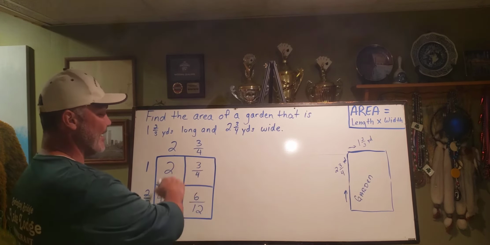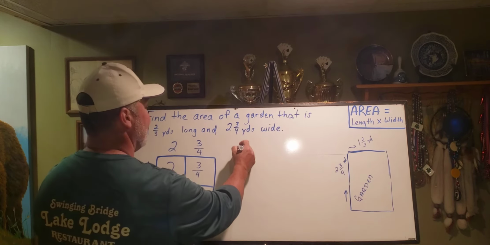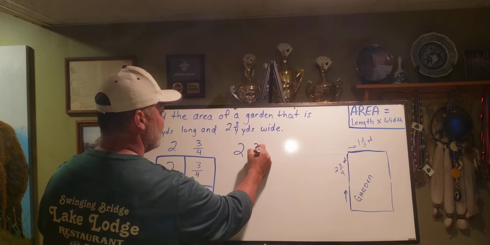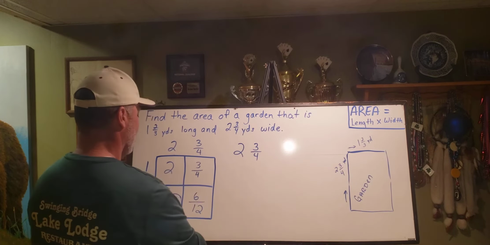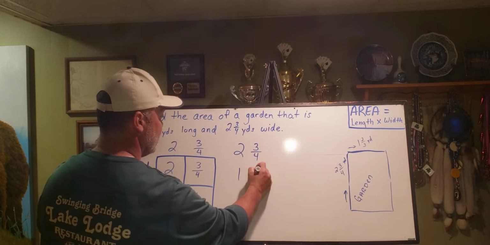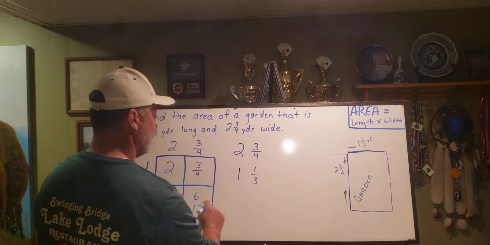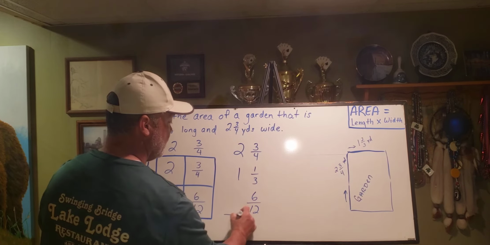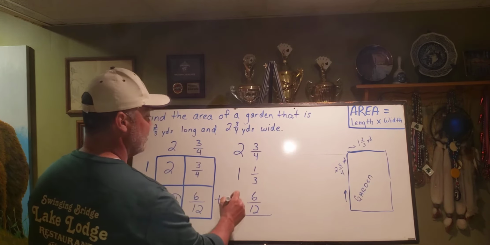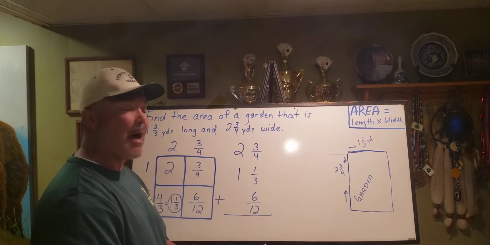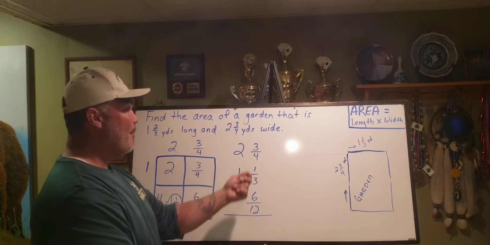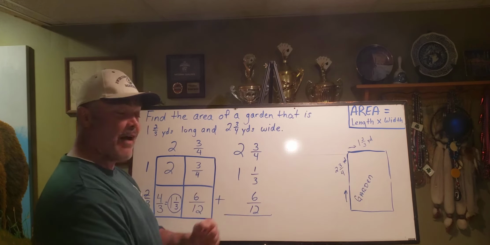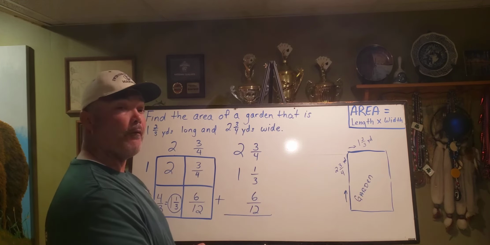So now I have to add these up. So I take my 2. I like to do it vertically, like we said. 2 3/4, 1 1/3, and 6/12. Now I have a situation because I don't have a common denominator, and I know from previous videos that I need to have a common denominator. But I also know that 3 and 4 are factors of 12. So I can leave 12 alone.